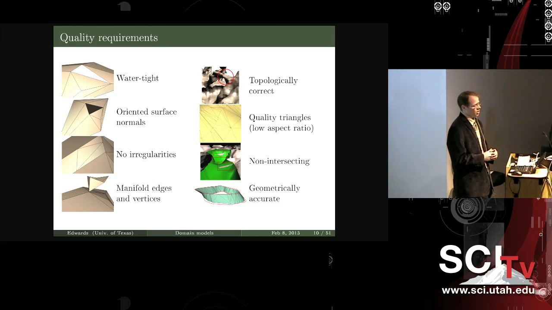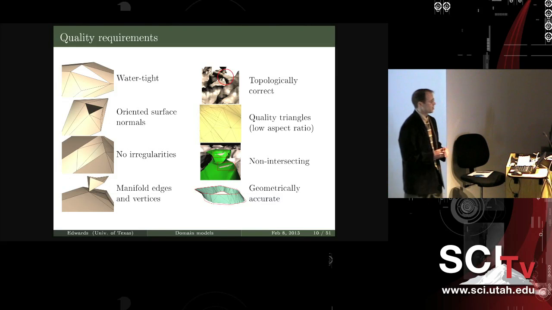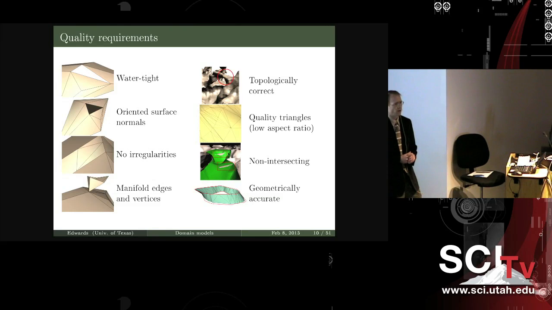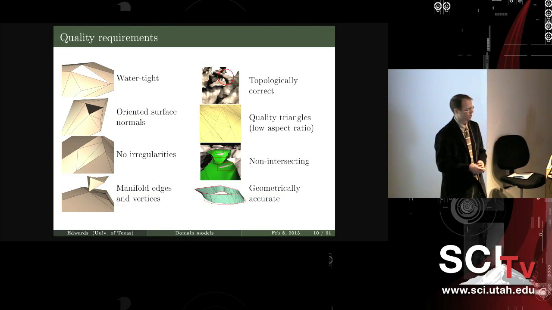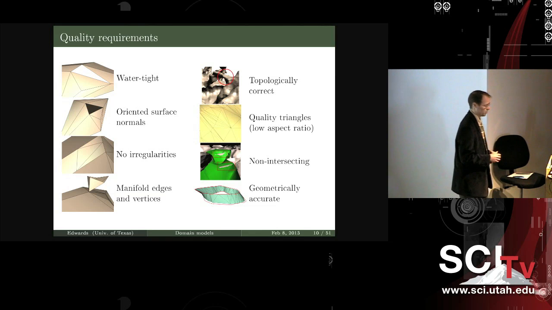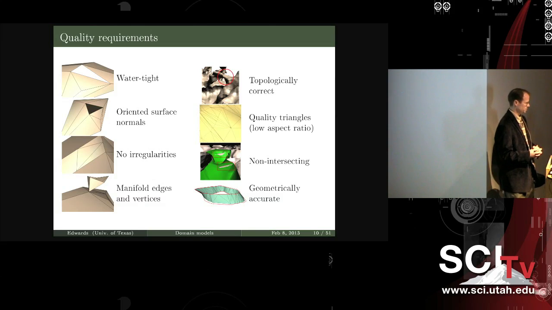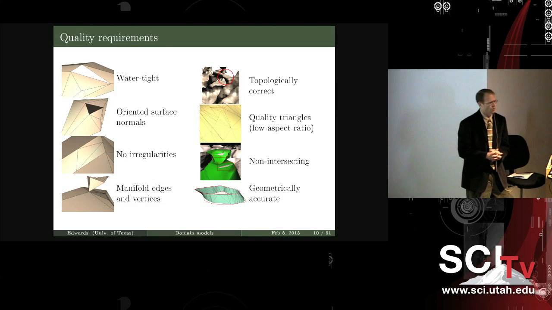We also want topological correctness. So here's a counterexample in the top right where two spines came up and actually merged together. And that actually doesn't happen. So that's an example of an error in topology. I won't be talking about that, but that's one of our requirements in our reconstruction. And then the last three are the ones I'll be talking about.